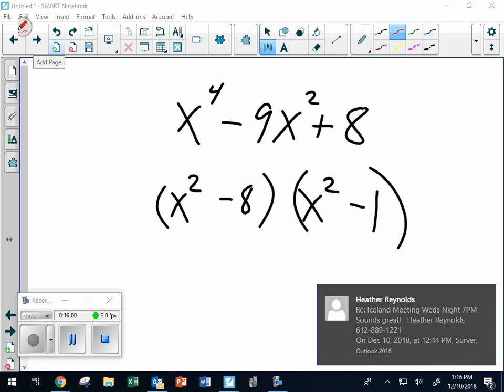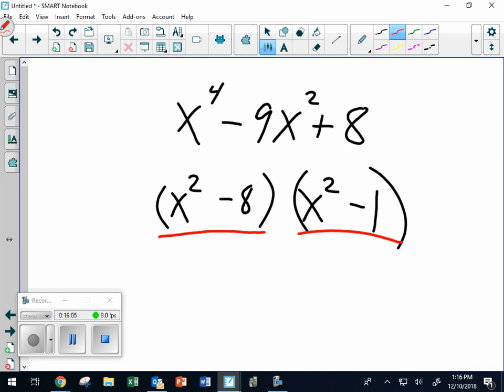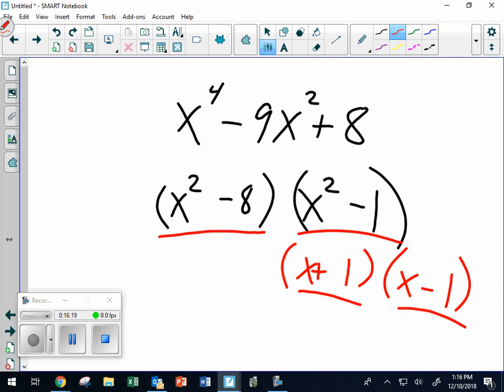Okay. It's not this one. That can't be factored more. But this one could be factored more. X plus 1, x minus 1. X squared minus 1 factors. X plus 1 and x minus 1. I can prove it. X times x makes x squared. That makes -1x. That makes +1x. Those cancel. And then that one makes -1. X squared minus 1. Yes?